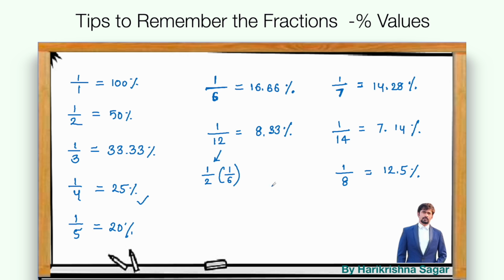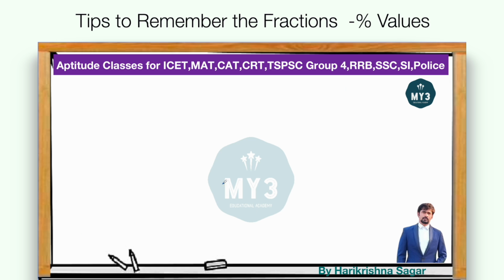And similarly, please do remember this relation, 9 and 11 relation. Whenever you see denominator with 9, numerator will be consisting of 11s. Whenever you see denominator with 11, numerator will be consisting of 9s. So here 1 by 9, denominator is 9, so numerator will be 11 multipliers. So 1 by 9 will be 11.11 percentage. 1 by 11 will be equal to 9.09 percentage.